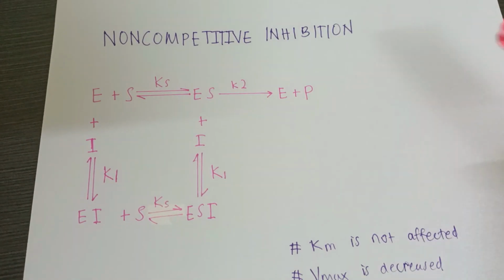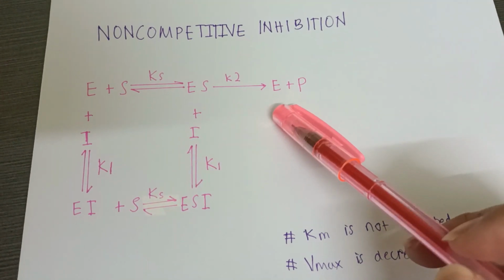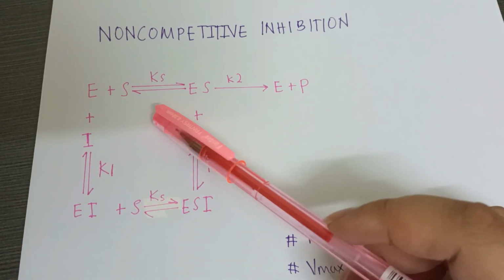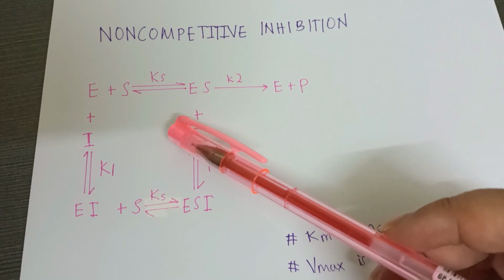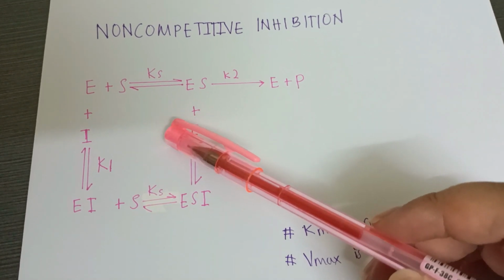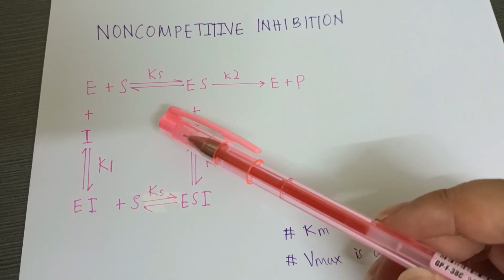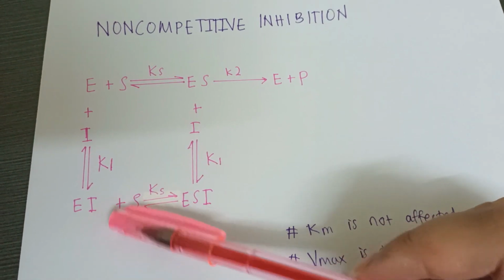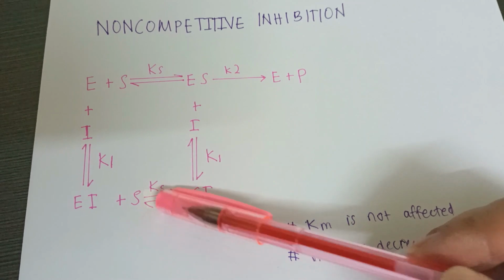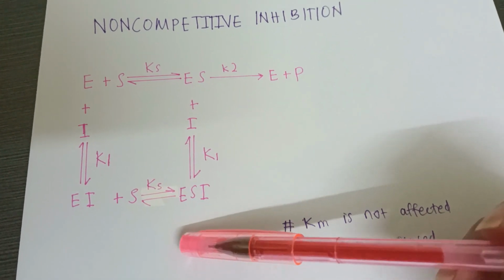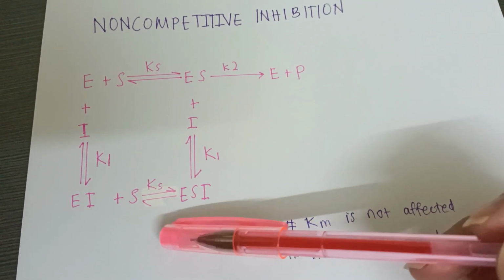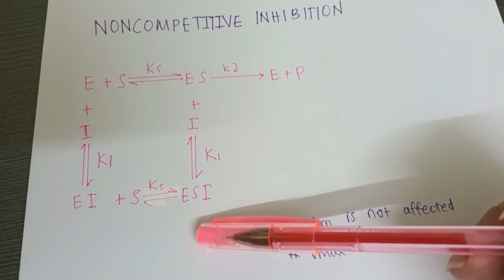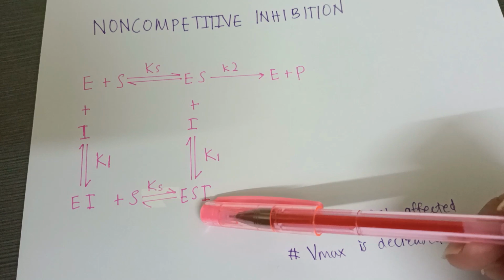Next is non-competitive inhibition. The inhibitor will bind to the other side of the enzyme but won't bind to the active site of the enzyme. The site is called the allosteric site. It will produce an enzyme-inhibitor complex, but this complex can still react with substrate, and the substrate will bind to the active site of the enzyme. So it will produce the enzyme-substrate-inhibitor complex.